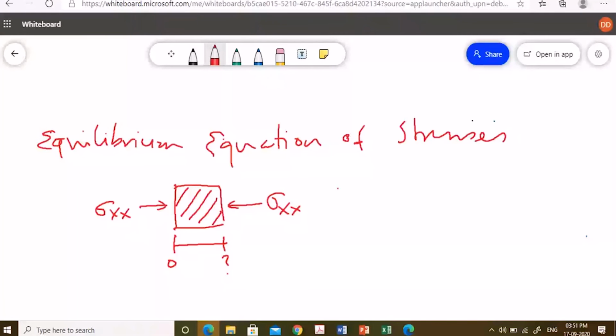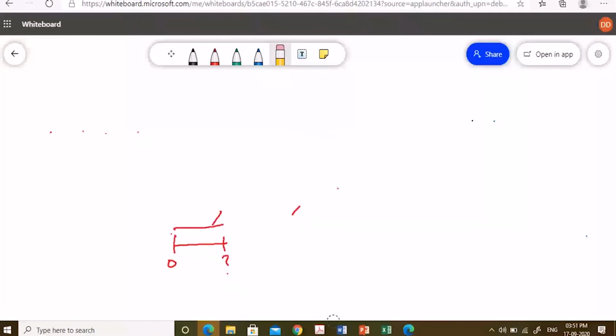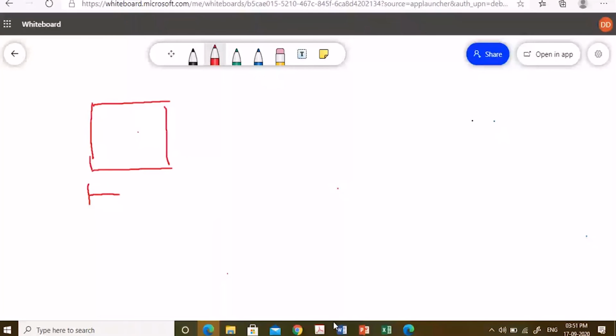Now, what happened if this is a finite distance? What kind of equilibrium equation we can write then? So let me first draw with a finite distance. Let's say this distance is dx and this distance is dy. So my coordinates still x and y, and I have applied a stress sigma xx here.